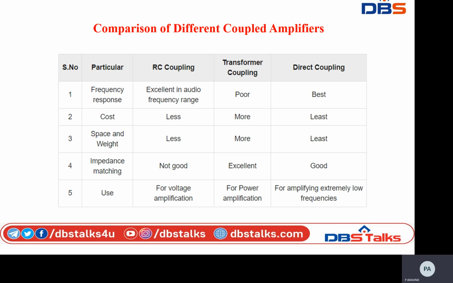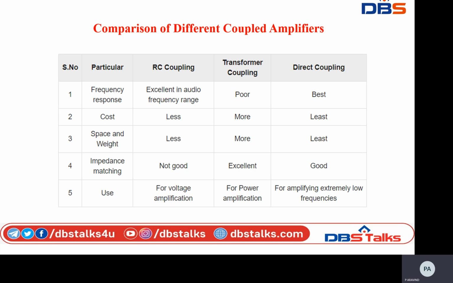Coming to the third category, space and weight. For the RC coupled amplifier, it is less, that is low. In transformer coupling, it is more, and in direct coupled amplifiers, it is least, nothing but very low.